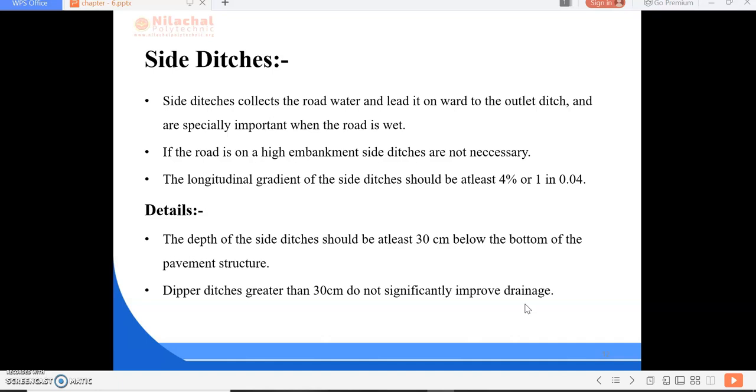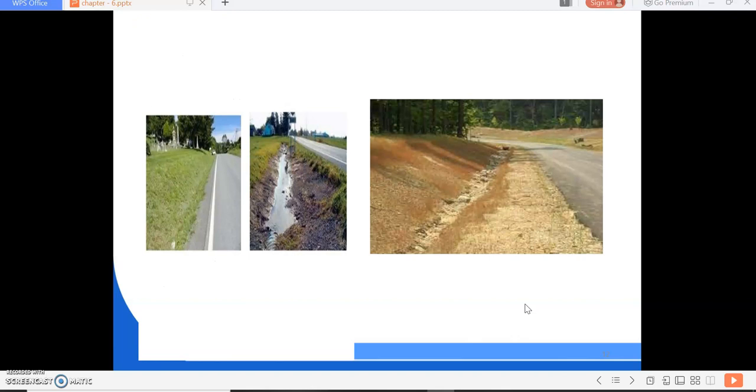Okay. So this is side ditches. Here we can see the image of side ditches. Mainly we provide these ditches where the road surface is wet.